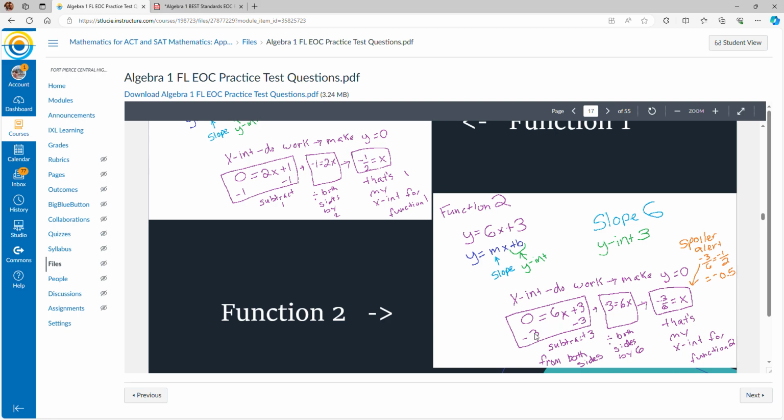Then I subtracted 3 on both sides, which gave me -3 equals 6x. Then I divided both sides by 6. That gave me -3 over 6 equals x. And this fraction can be simplified because 3 and 6 can both be divided by 3. So my x-intercept simplifies to -1/2, which is the same thing that I got for function 1.